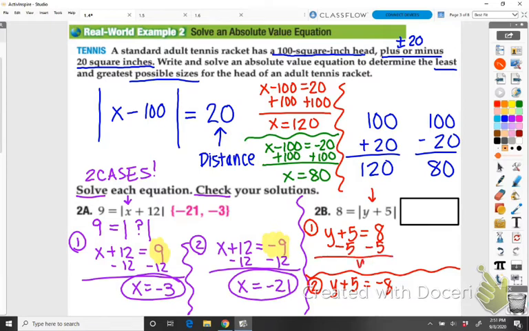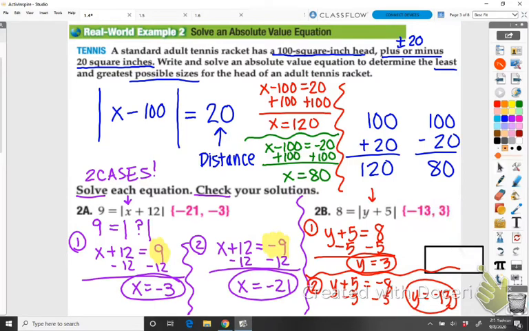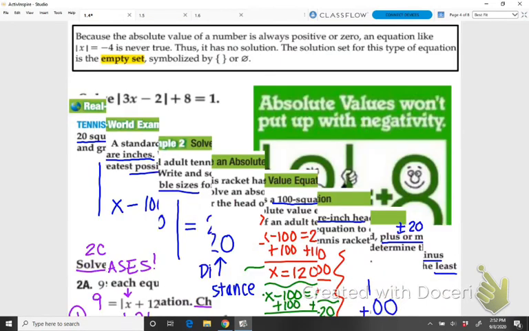Subtract 5, one answer is y equals 3. Subtract 5, the second answer is y equals negative 13. So those are your two solutions for this problem. So absolute value is always going to have two solutions, going left, going right.